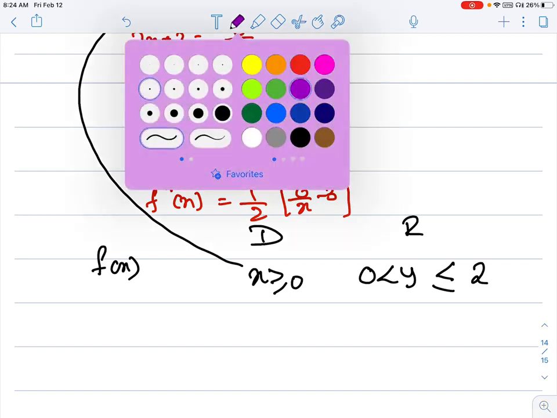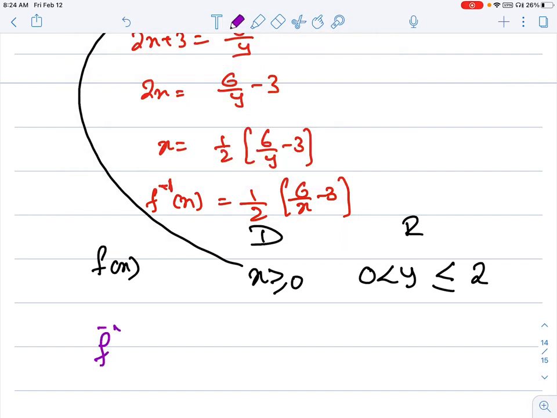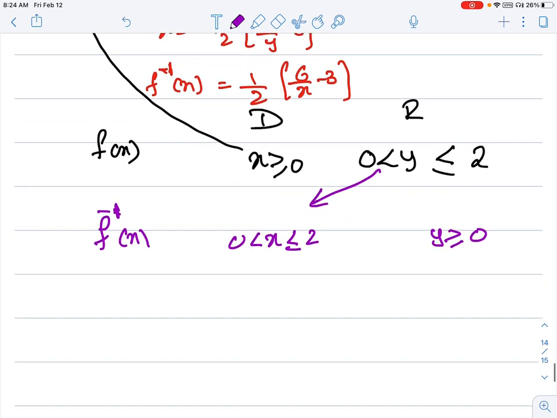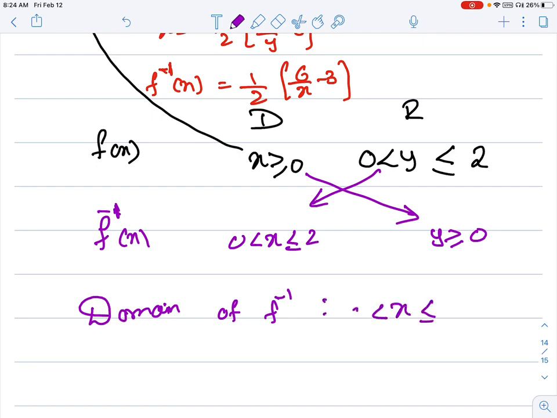Now I want it for f inverse of x. The beauty of f inverse of x is that the range and domain get swapped. So x becomes 0 to 2 and the range becomes greater than or equal to 0. Directly I can write it out. You can see they get swapped. Domain of f inverse is x lies between 0 and 2.